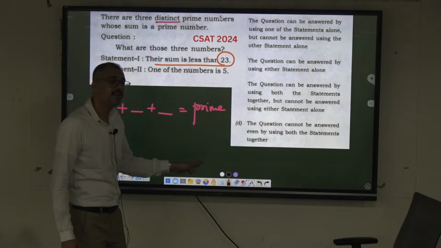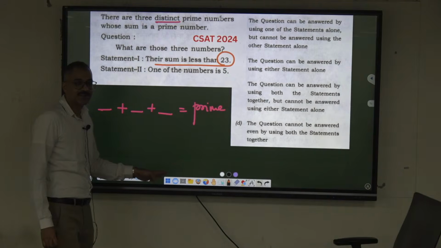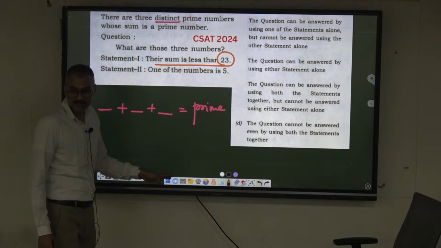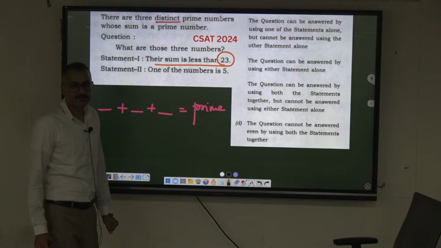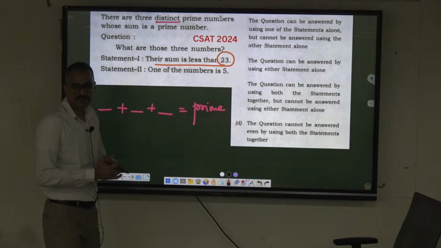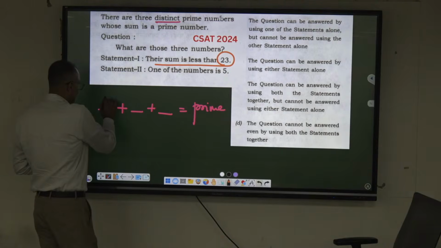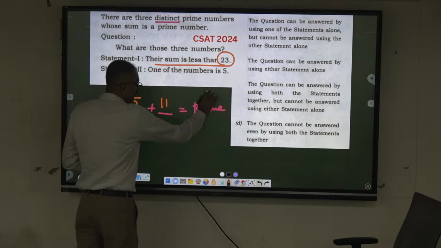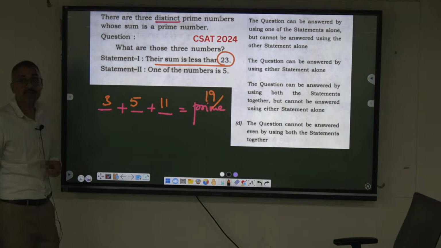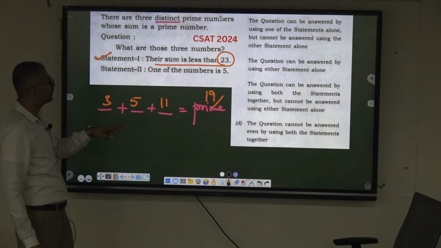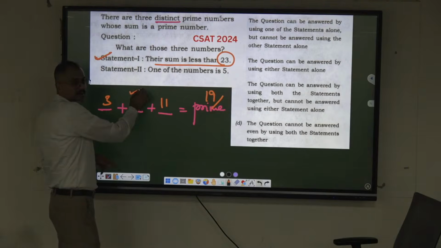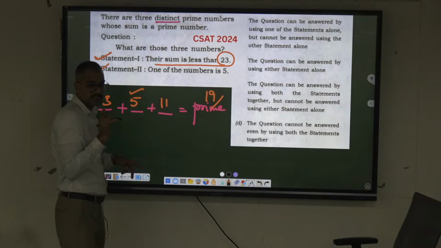More prime numbers? Yeah, no. What is it? 2, 5? 2, 5, 11? 2, 5, 11 extra? Tell me the primes. 3, 5, 11 is what? 19. Can it be a prime? Yes. Okay, statement 1 is required here. Next, statement 2: one of the numbers is 5. Is it 5? Yes. So we need both the statements here.